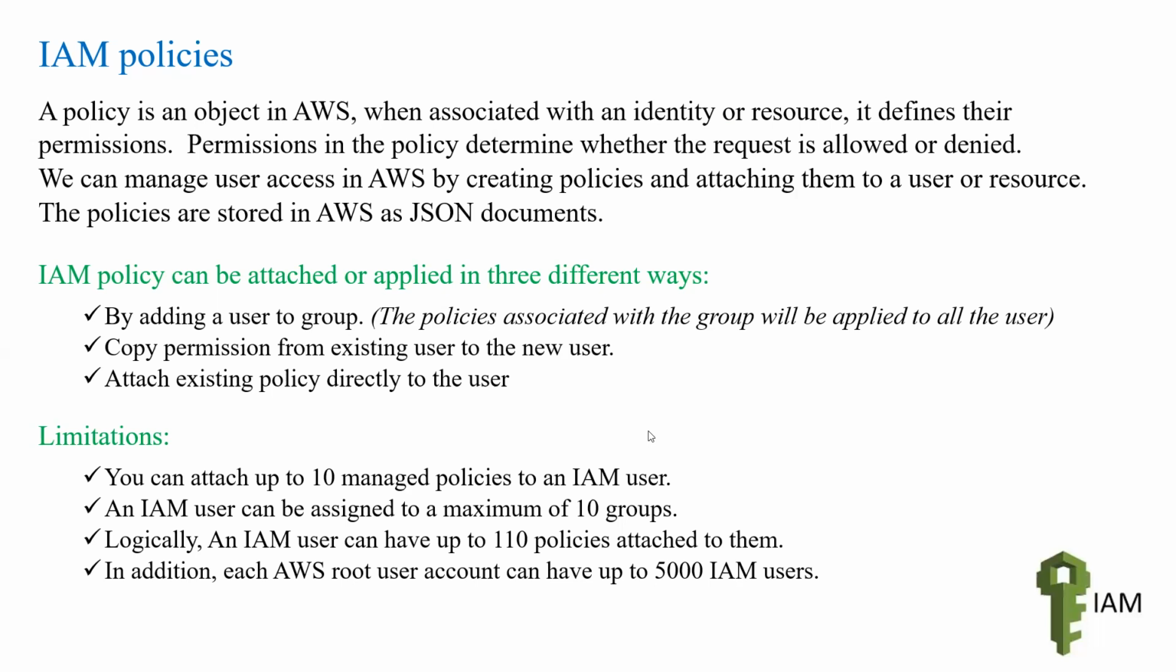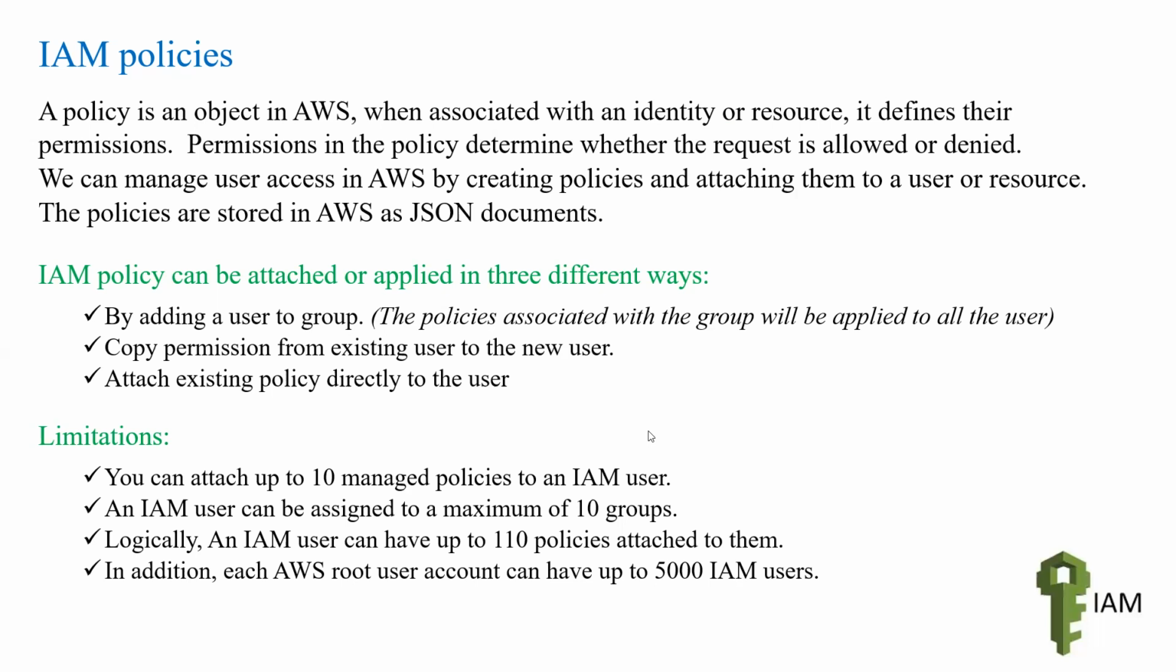So an IAM policy can be attached or applied in 3 different ways. By adding a user to a group, that means the policies associated with that group will be applicable to all the users within that group. So if 10 users are added to a group, and that group is an admin group with all the administrative privileges, all the 10 users in that group will enjoy those administrative privileges.